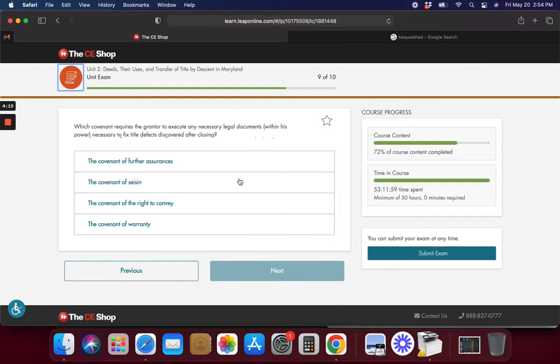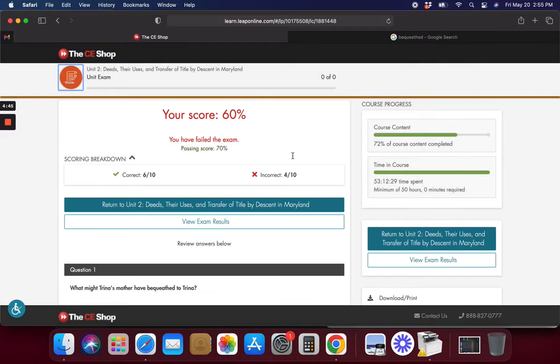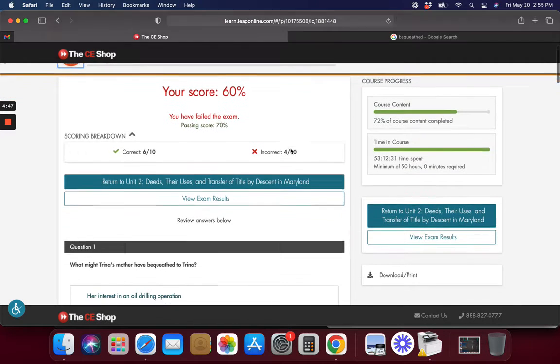I'm not sure. Okay, what covenant requires the grantor to execute any necessary legal documents necessary to fix title defects after closing? And I want to say it's seisin. It could be this. I don't know. Which type of deed is sometimes called a general warranty deed and contains all 6 covenants? Full warranty deed. I think I got one right. I knew I was going to fail that, by the way.